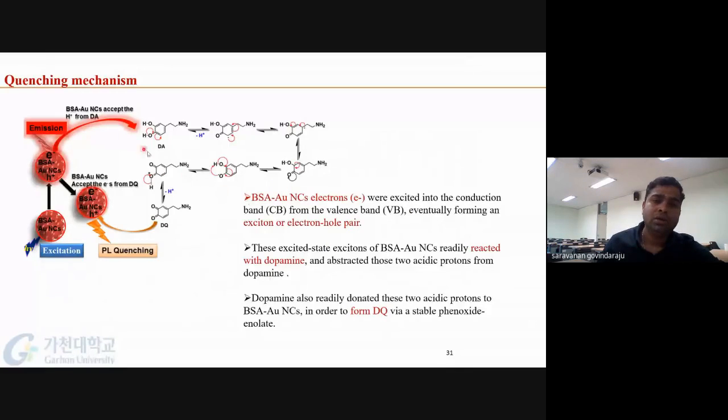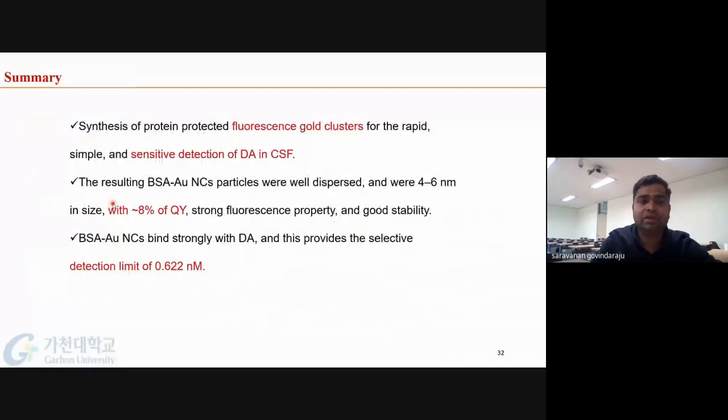One is from dopamine to dopoquinone, or the other is that the OH group can react. These are the two possible mechanisms. But finally, whatever it is, we will get the dopoquinone. So dopoquinone is finally forming from dopamine. The dopamine readily donates these two acidic protons to the BSA cluster in order to form a dopoquinone by a stable phenoxide analyte. So this is the basic mechanism of how dopamine reacts with the gold cluster.